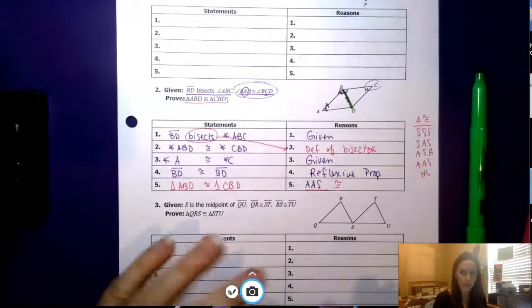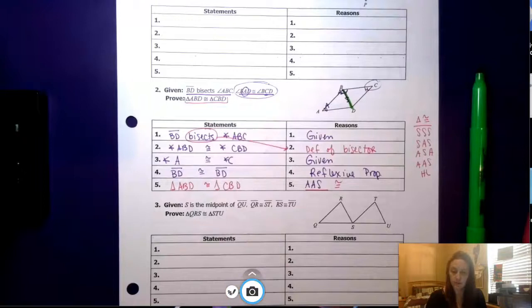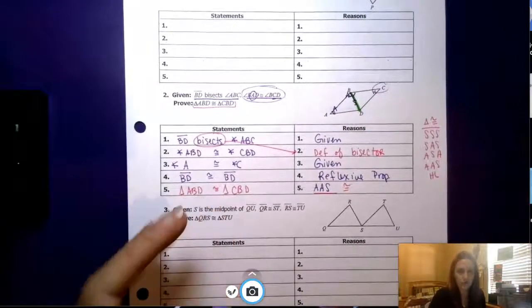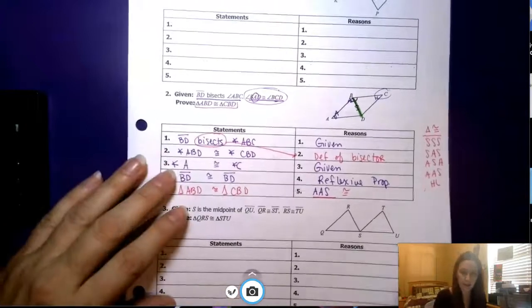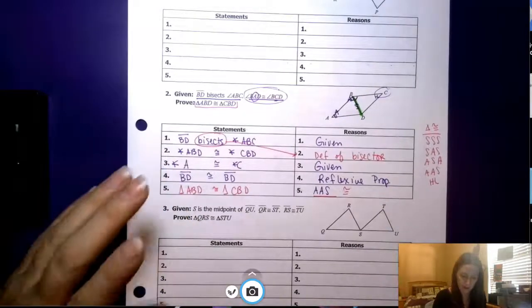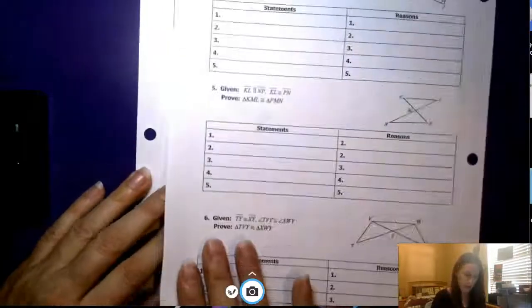So you're filling in as much of those as you can as you want that to be your goal. Now again, I'm probably going to give you half of the proof if I were to test you on it, and you would have to fill in the blanks. Going to the next page, let's go ahead and go to 6.